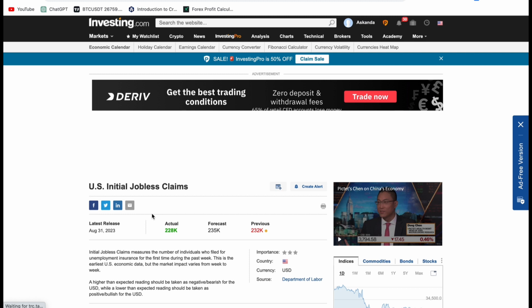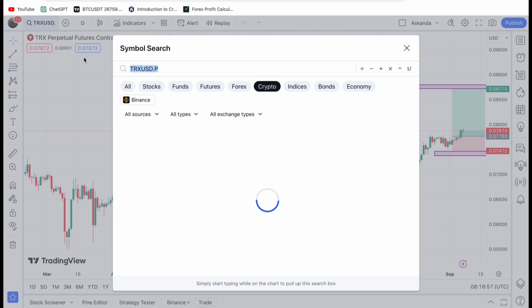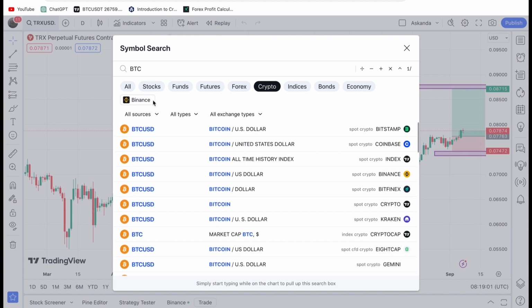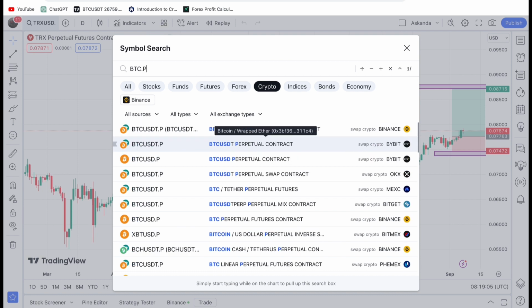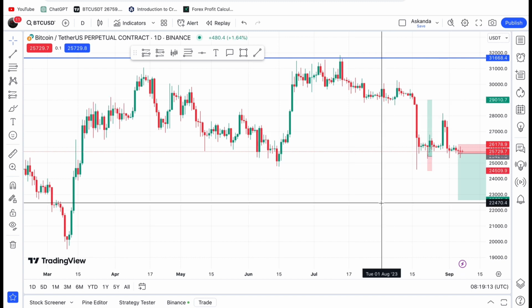So now let's say the news came and it's good for the dollar. If you look at this, it's good for the dollar. What you want to do is go to TradingView, then select Bitcoin or the pair that you want to trade. I usually go for Bitcoin or Ethereum. So I'll select it, then I'll put .p because we are trading perpetual. So always add p to the one that you are selecting to make sure we are selecting perpetual.